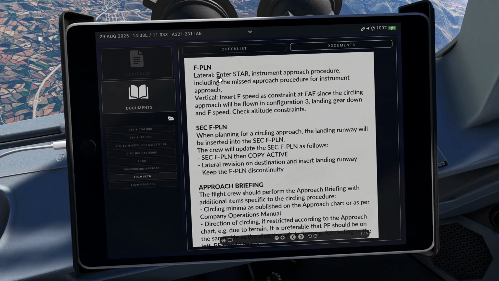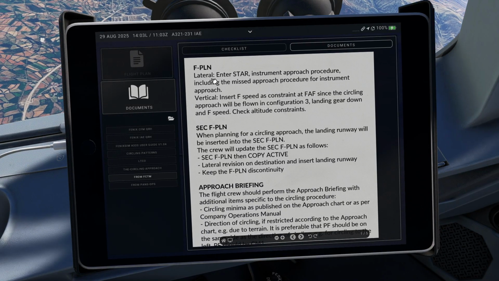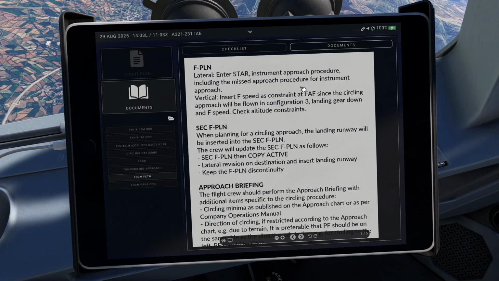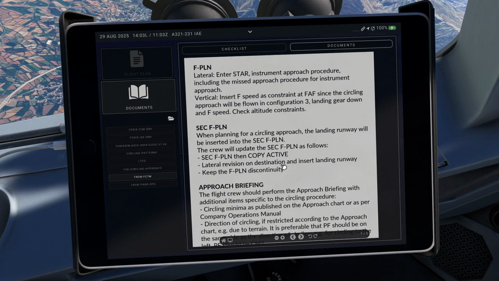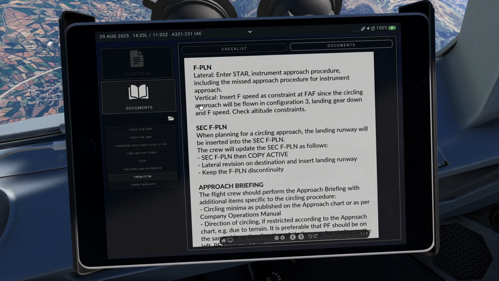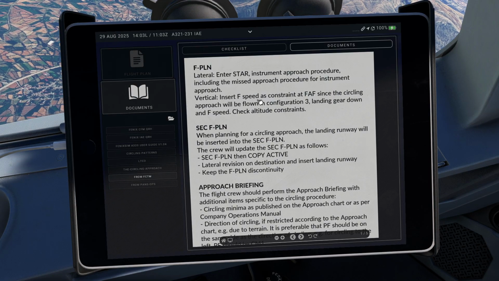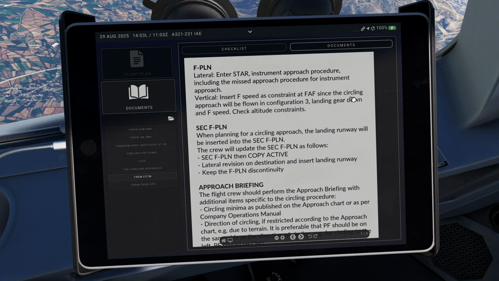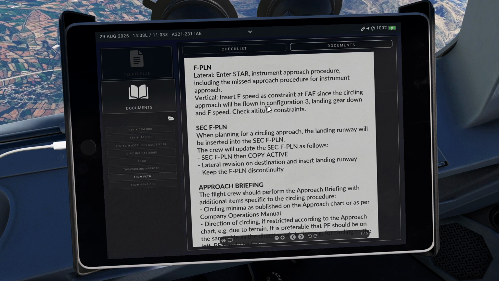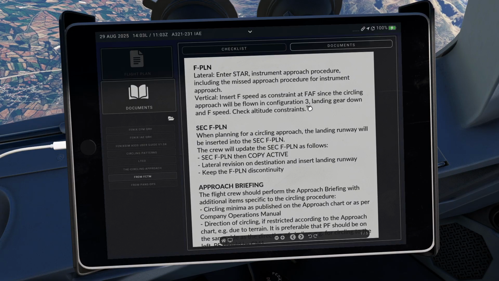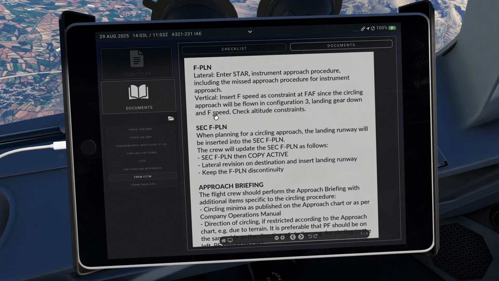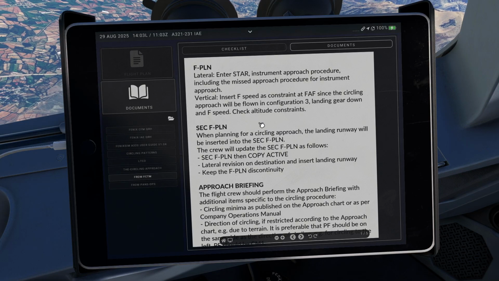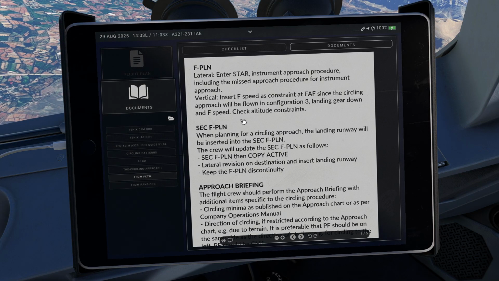For the flight plan in lateral revision, enter a STAR, instrument approach procedure, including the missed approach procedure for instrument approach, that I put already. For the vertical revision, insert F speed as a constraint at the final approach fix since the circling approach will be flown in configuration 3, landing gear down, and F speed. Check altitude constraint. Okay, the F speed today.